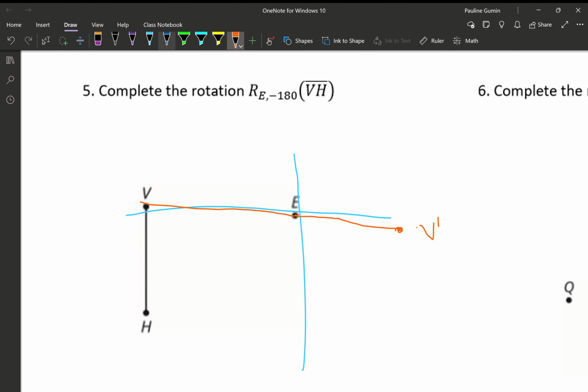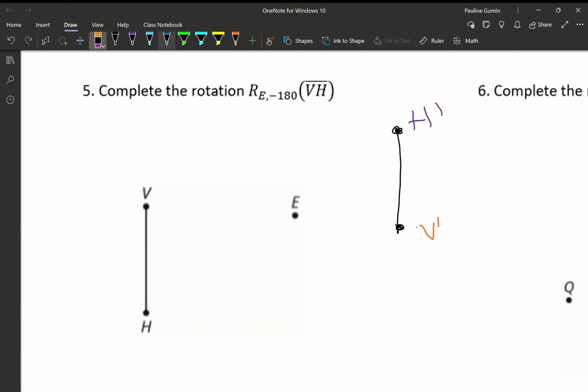And then we're going to do the same thing with letter H. H goes straight across. There it is. So here is our new line. Let's show you without all the crazy colors. There's VH being rotated 180 degrees around the point E.